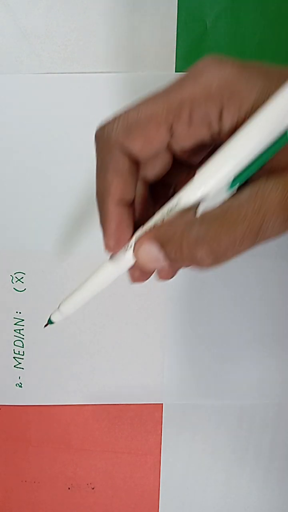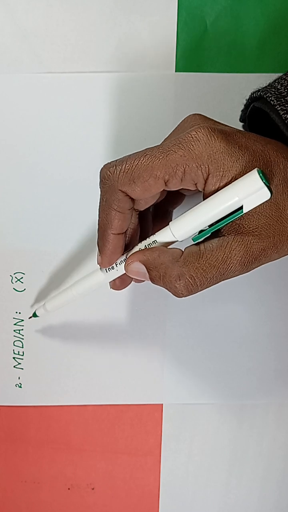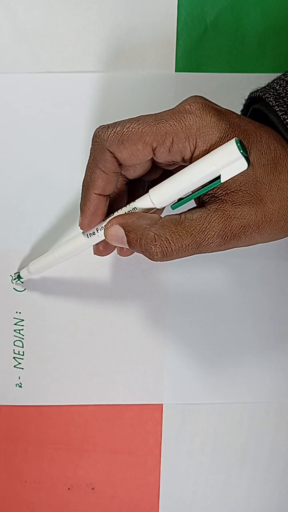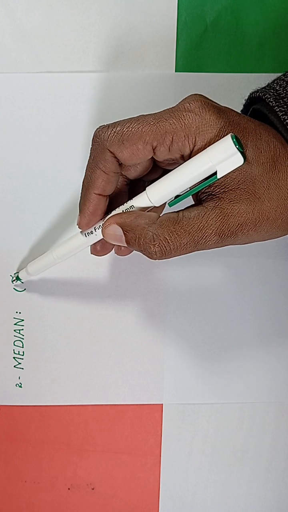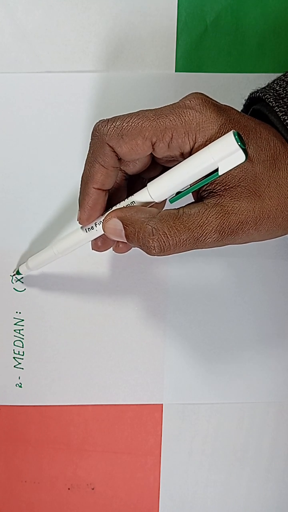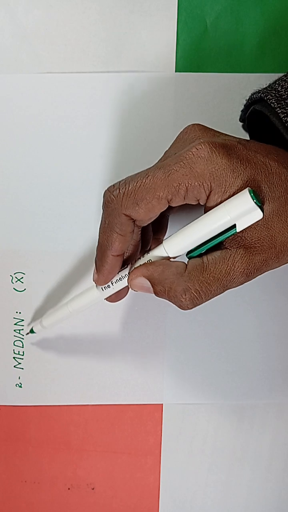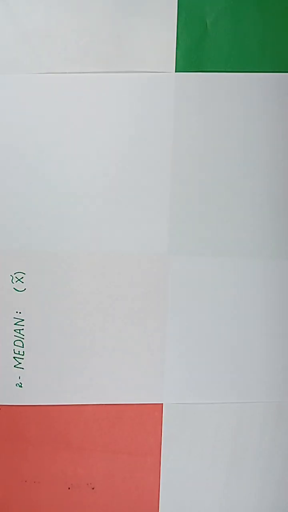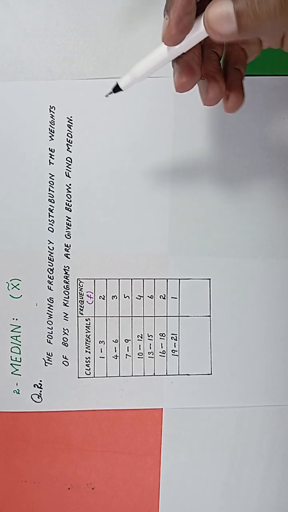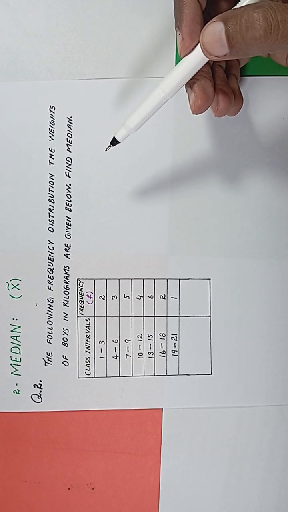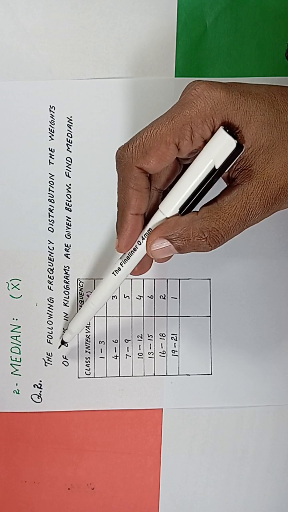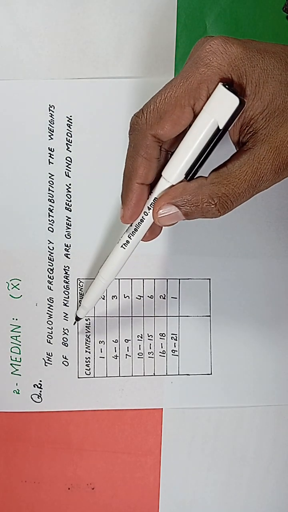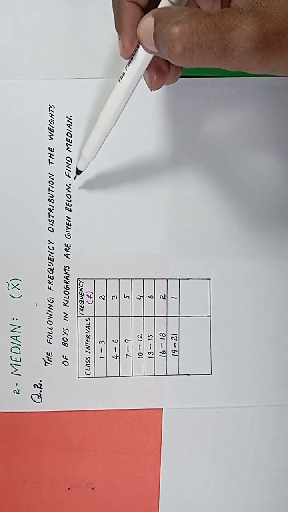Now we find out the median for grouped data. Median is represented by x tilde. So we write x and put a tilde mark on it. So now we will find out the median for grouped data represented by x tilde. So here we have another problem. The following frequency distribution shows the weights of the boys in kilograms.